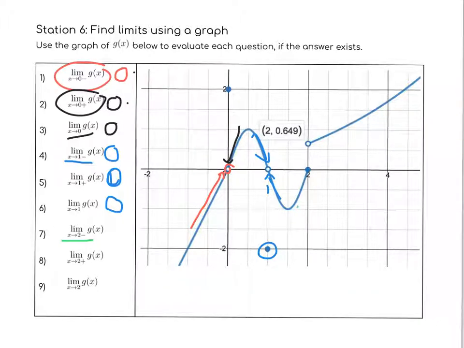2 from the left. 0 again. 2 from the right is going to be 0.649. In this case, we have a different value from the left and the right, and because of that, the limit does not exist.